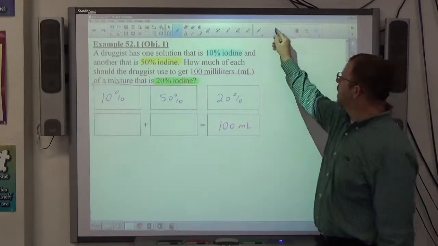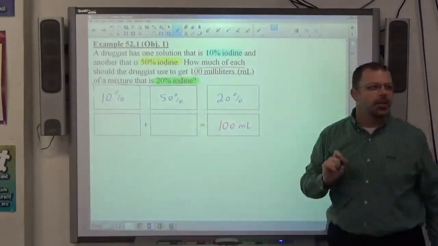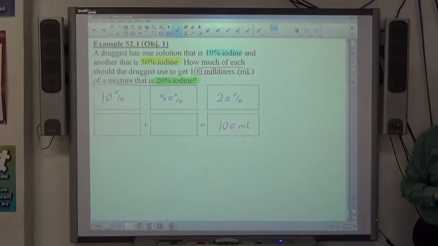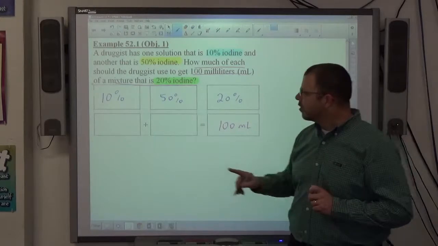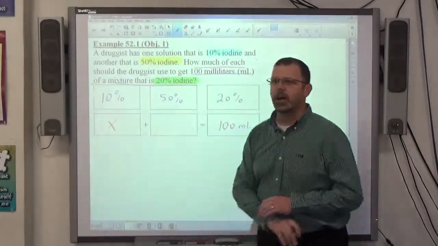And it very clearly states how much of each, which means I don't know either of these, right? Okay. Here's the trick to these problems. I can't have more than one variable. I've got two things I don't know. I only want one variable to represent the two things I don't know. So I don't know either one of these things. I'm going to call one of them x. It doesn't matter which one I call x.